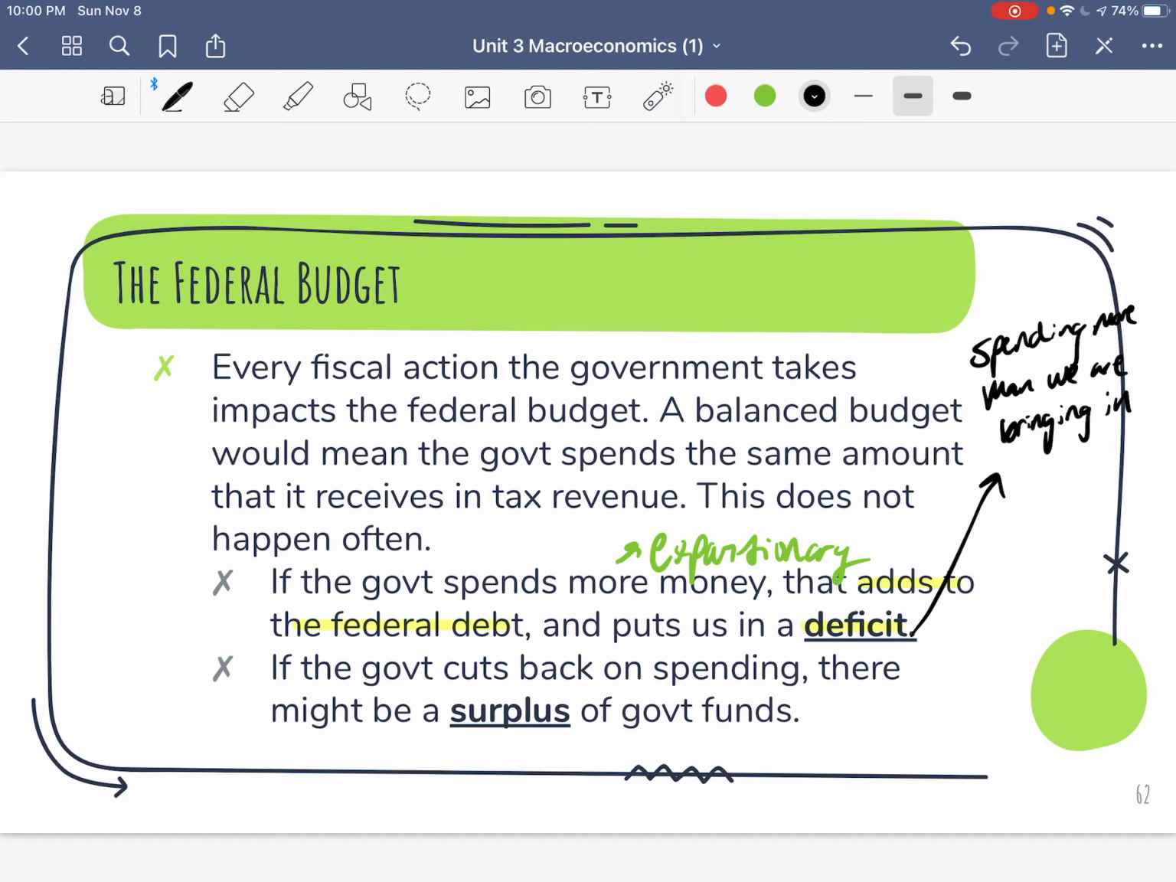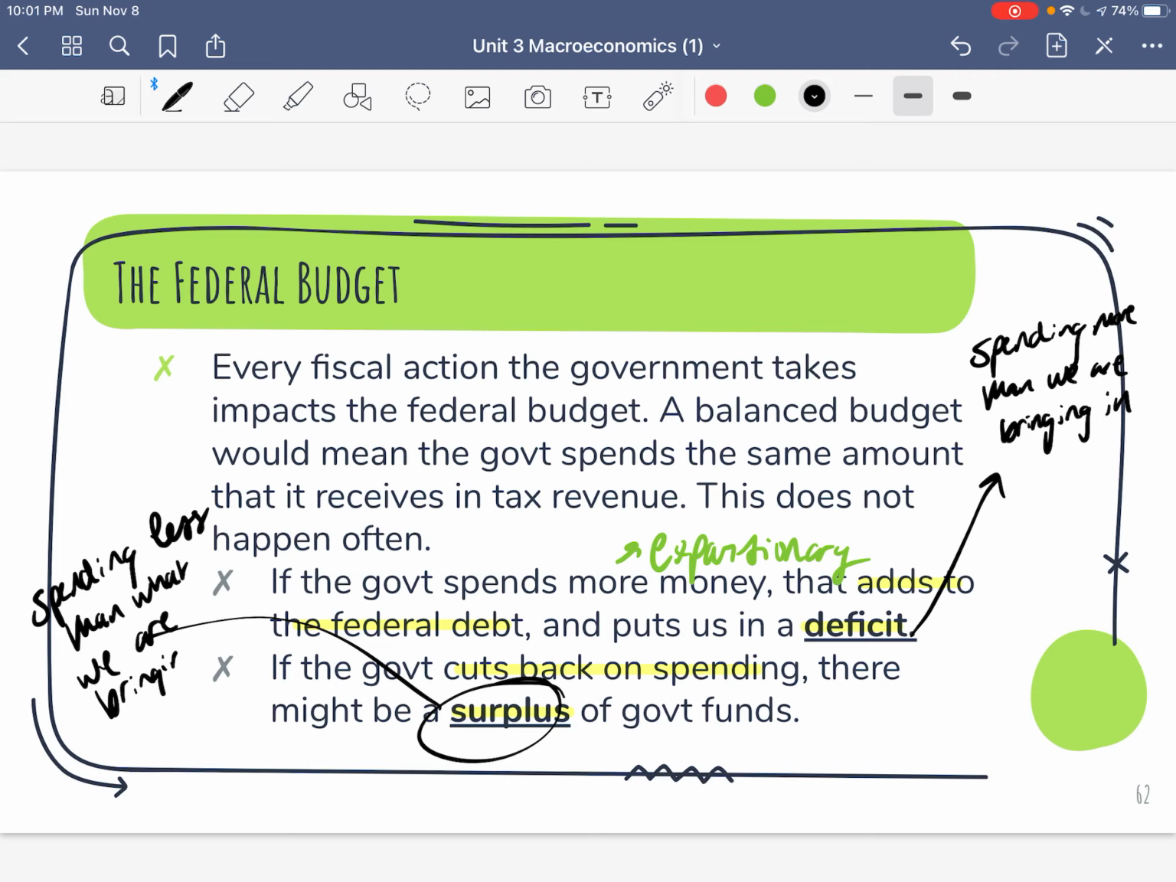Okay? So then, if we want to stop that and we want to balance the budget, if the government cuts back on spending, there might be a surplus of government funds. So if we cut back on spending, there could be a surplus. And these are all words that you need to know, which is why I'm highlighting and underlining them. And a surplus would mean that we are spending less than what we are bringing in. And remember, all of this is brought in by taxes.